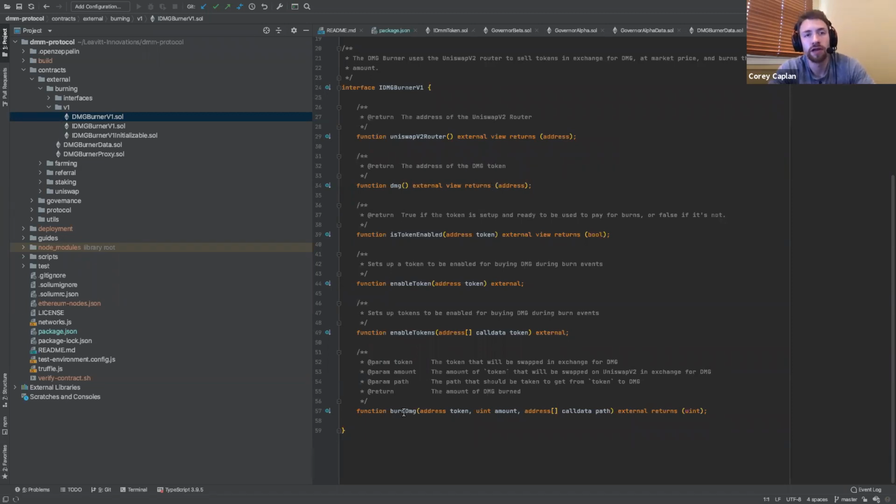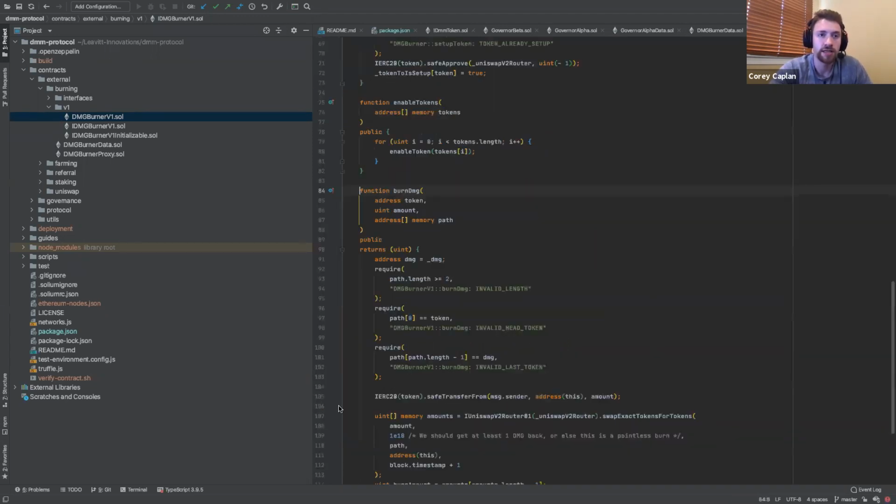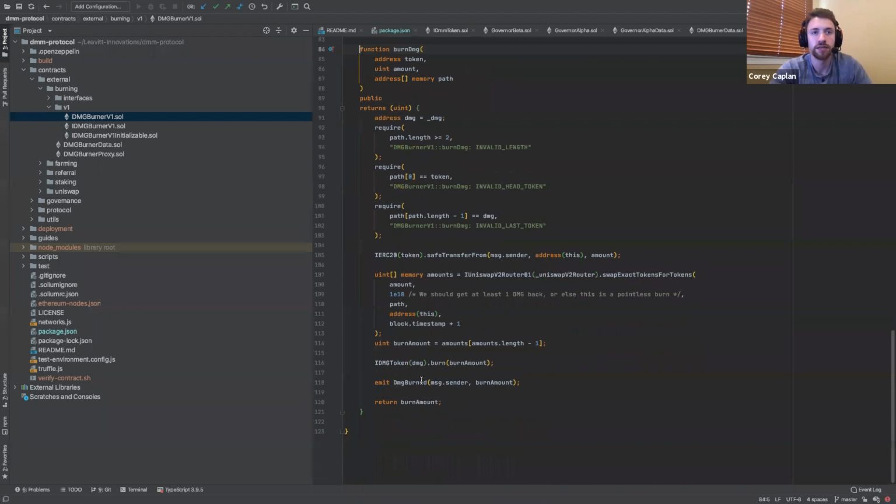So you can see the function over here, burn DMG, gets called. It takes the funds from message.sender of type token and of the amount, and it burns it by placing a trade onto Uniswap, whereby it buys DMG with token and then takes the bought DMG and burns it, as we could see over here. It emits an event, which tracks who the burner was and what the burn amount was.